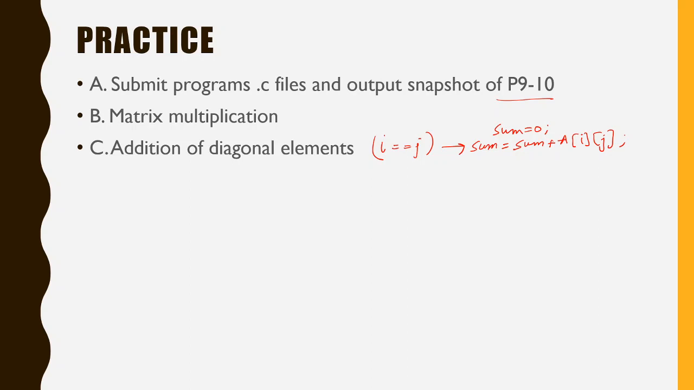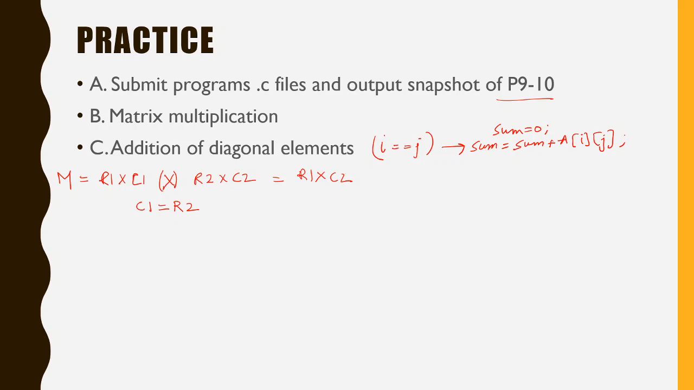For matrix multiplication, let me show you an example. I believe you all know that matrix multiplication requires a matrix of r1 cross c1 to be multiplied by a matrix of r2 cross c2. The compulsory condition is that c1 should be equal to r2, and the result of the multiplication will have the dimension r1 cross c2.